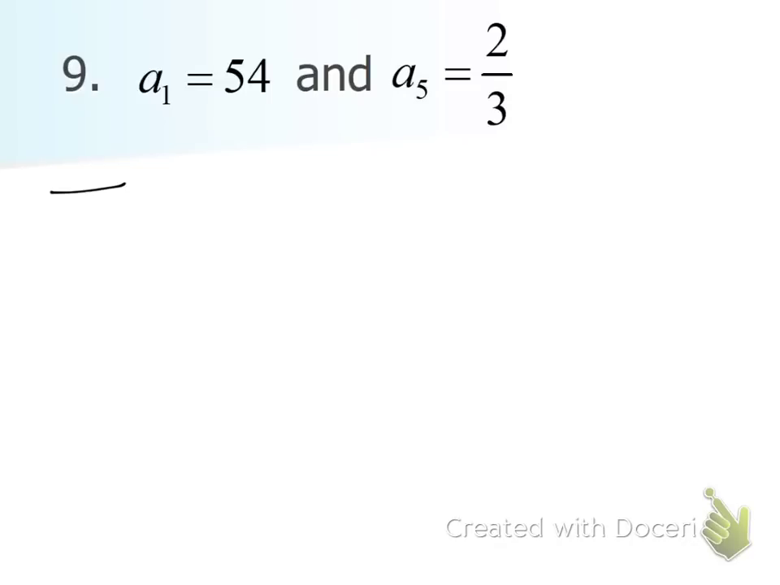So we all agree that I told you the first term's 54. I don't know the second, the third, the fourth. I know the fifth term is 2/3. And if you couldn't hear, she said take 2/3 minus 54 divided by 5 minus 1, which is 4. That's what we would do for an arithmetic, but that would be if we're adding the same factor, and now we're multiplying.